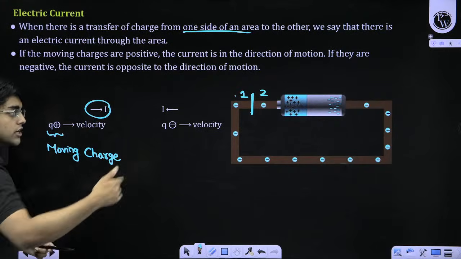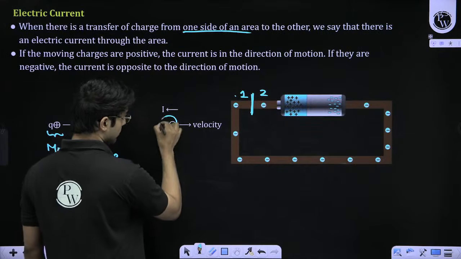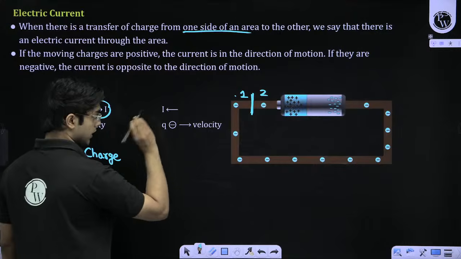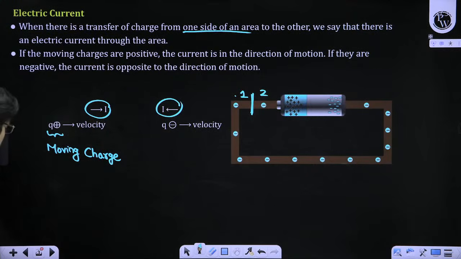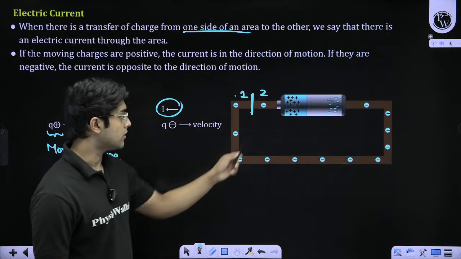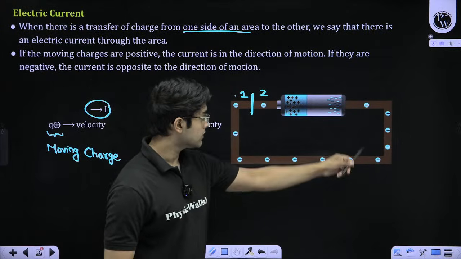But for negative charges, the rule is opposite. If we have a negatively charged particle moving to the right, then the current is taken to be in the left direction. Basically, in our usual conductor, if we connect it across the ends of a battery, we know that there will be a current in this circuit.